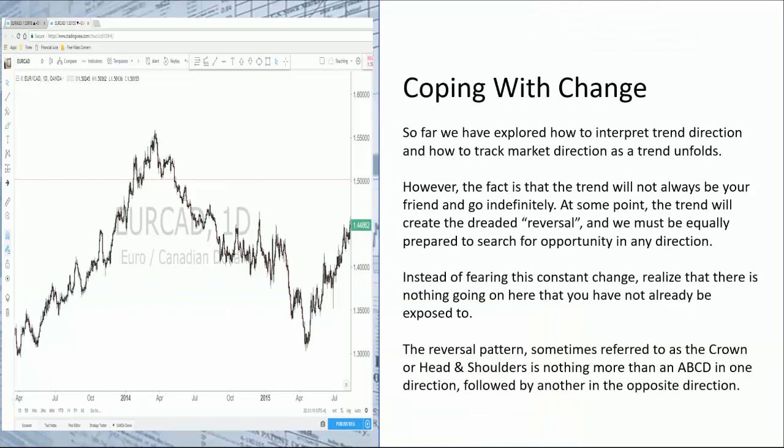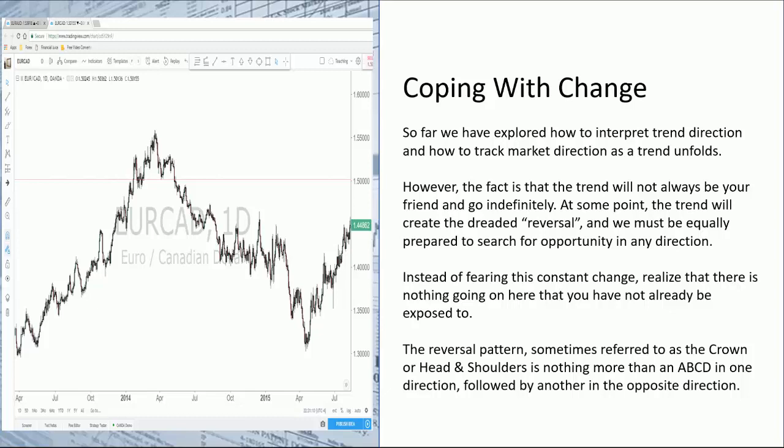So far, we've explored how to interpret trend direction, right? We've talked about the different methodologies on how to understand how the market develops these waves. Who is winning what round, be it the bulls or the bears. But the fact of the matter is that neither of these contenders can carry on indefinitely, right? They can't continue winning all the time. At some point, the trend is going to change and the feared reversal ends up taking place.